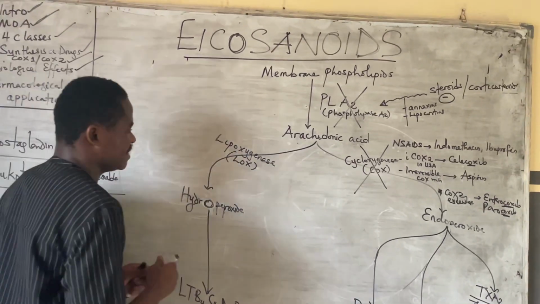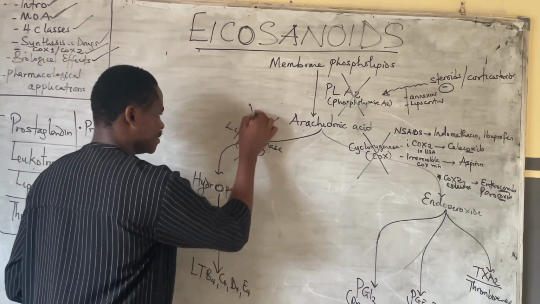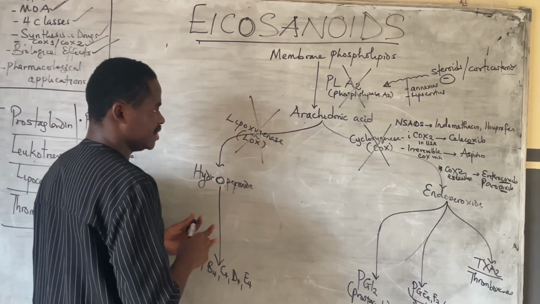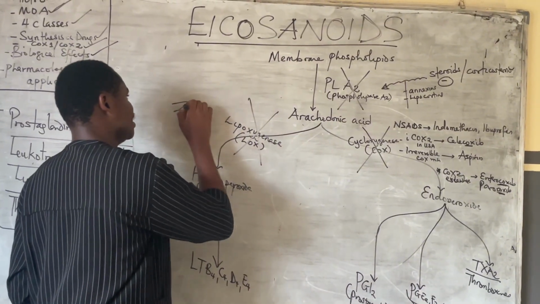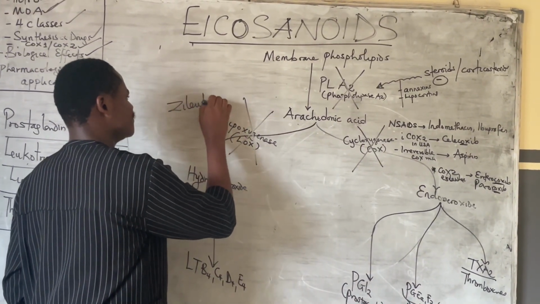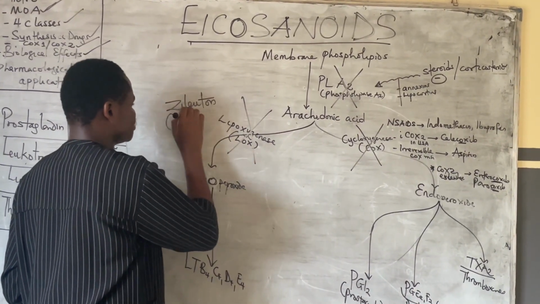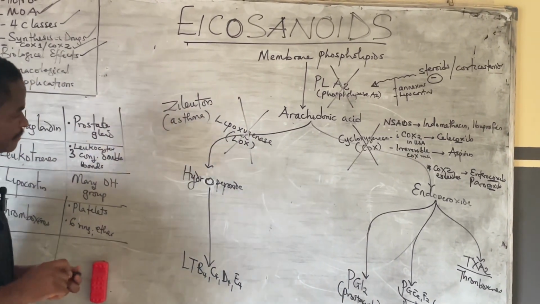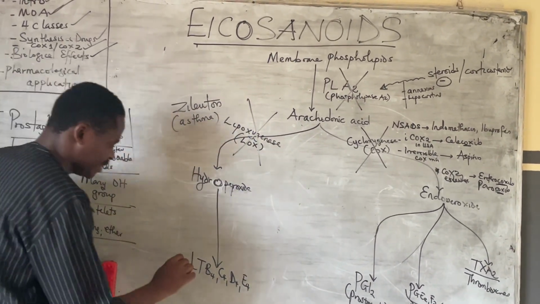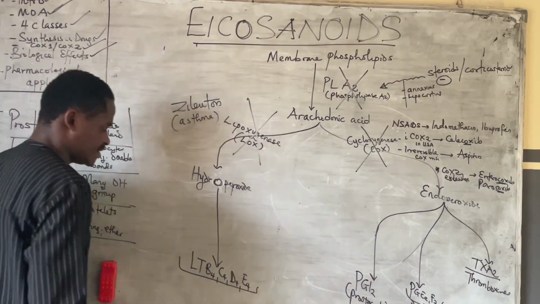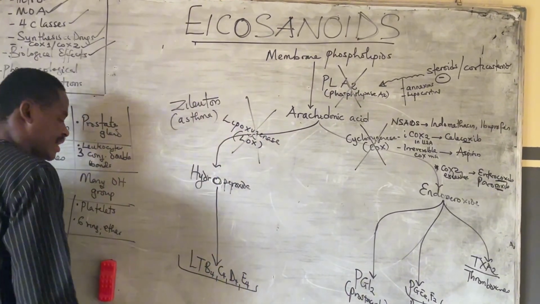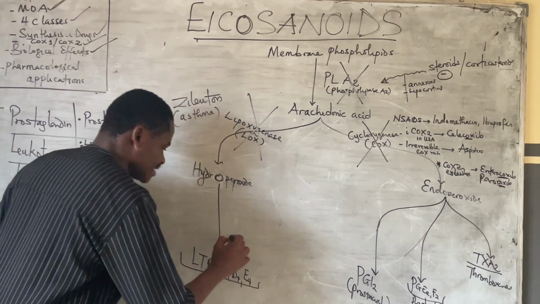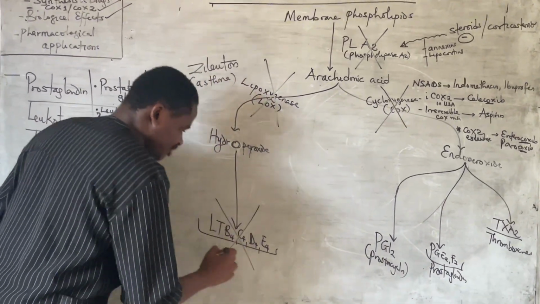Now on this side, a particular drug inhibits this one, and this one is the one we call zileuton. Zileuton has been used for the treatment of bronchial asthma. Then the ones that we inhibit, either on their receptors or antagonize them, are the clasts. They will inhibit their actions on receptors.